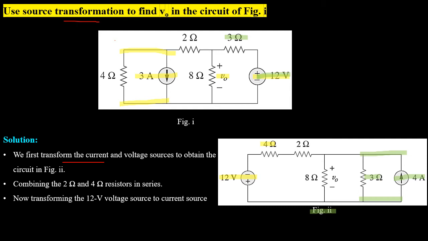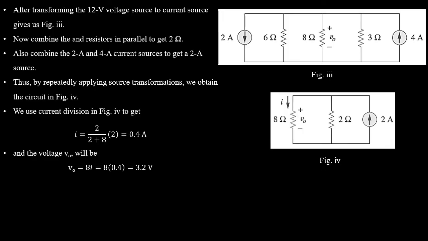Now if you look at figure 2, the 4 ohm resistor and 2 ohm resistor are in series, so we will combine them to form a single resistor of 6 ohm. After getting a 6 ohm equivalent resistor, we will again transform the 12 volt voltage source in series with a 6 ohm resistor to a current source. After transforming the 12 volt voltage source into a current source, the circuit is shown in figure 3.